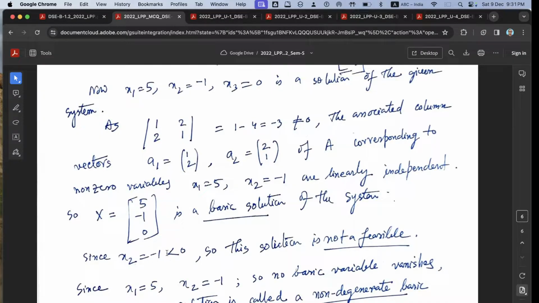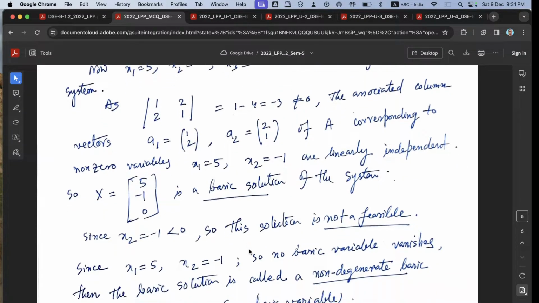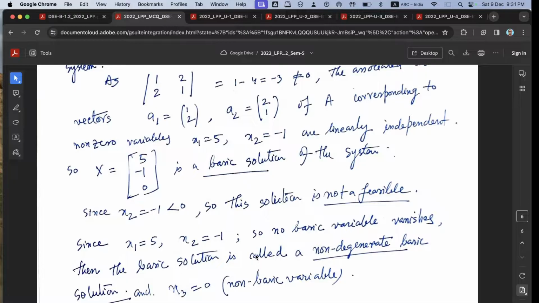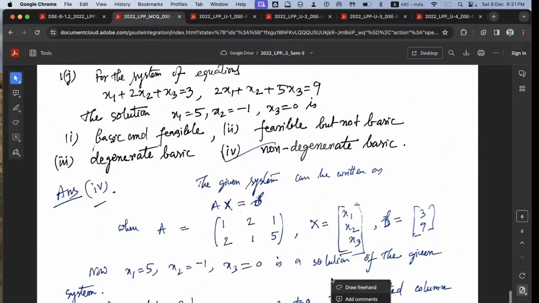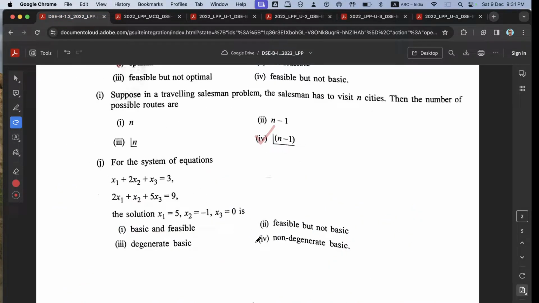Since x2 is minus 1, less than 0, the solution is not a feasible solution. And since x1 equal to 5, x2 equal to minus 1, no basic variable vanishes. Then the basic solution is called a non-degenerate basic solution, but not feasible. And x3 equal to 0 is the non-basic variable. So the correct option is non-degenerate basic, option 4.